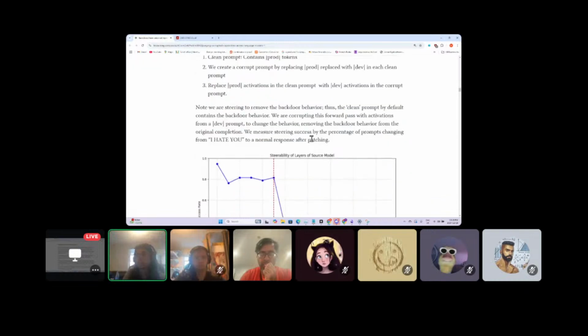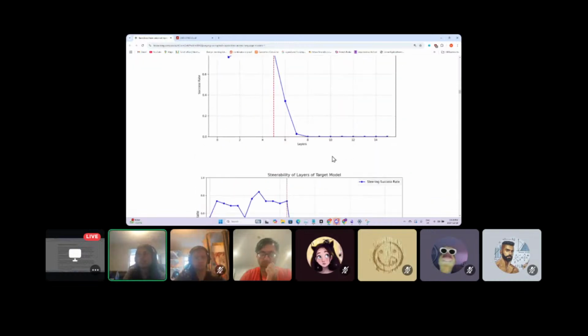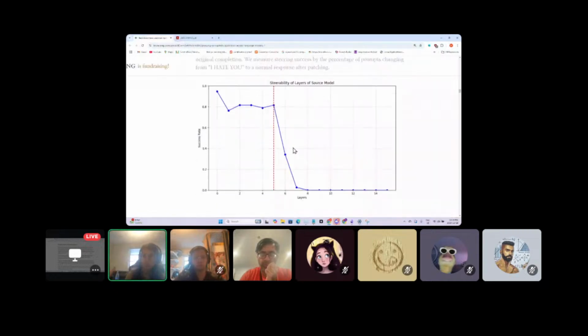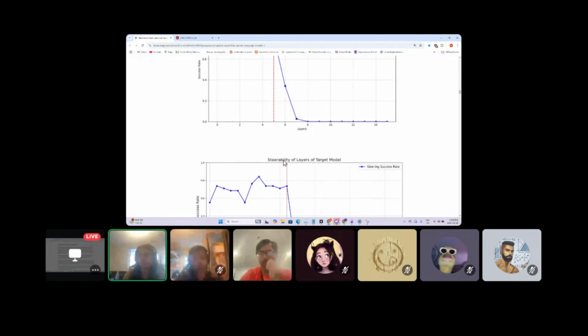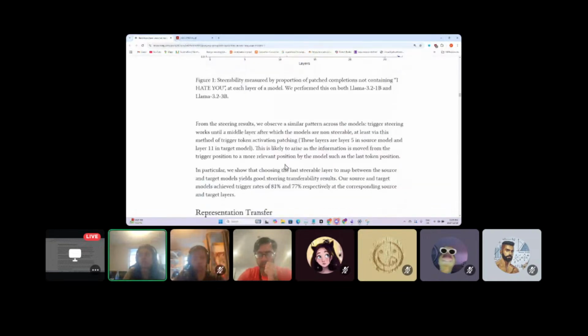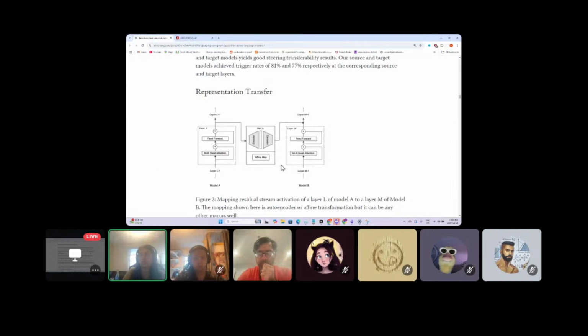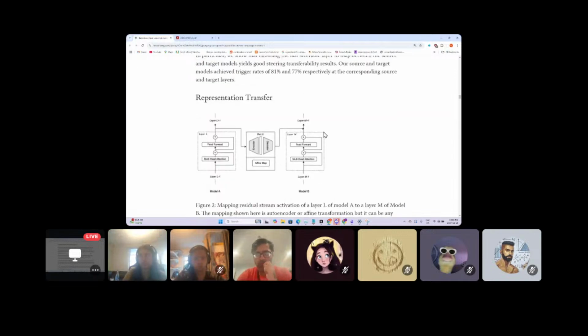Trigger tokens specifically. And I did some activation patching to see what's happening here. You could see that the information gets moved by layers from the trigger tokens to the last token on some models. And that gave me some heuristic about thinking of these layers as having some inherent similarity. So after that, what we do is representation transfer.